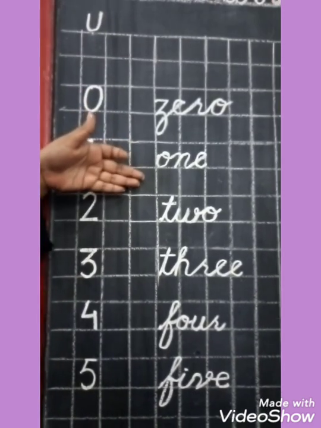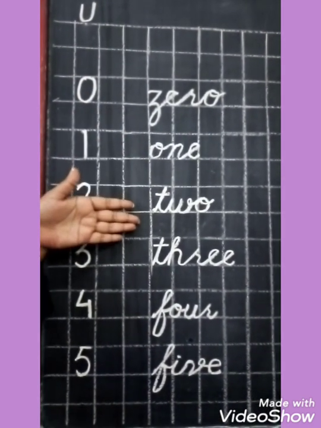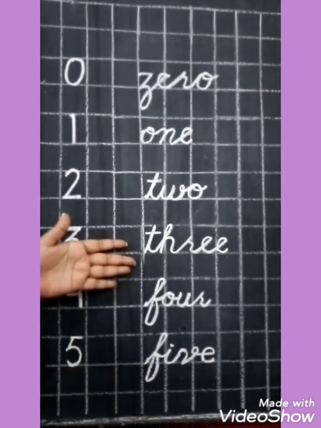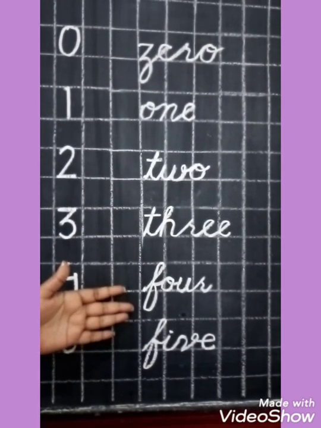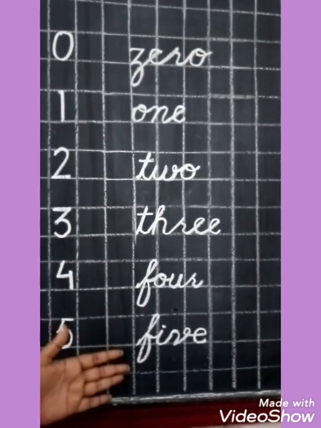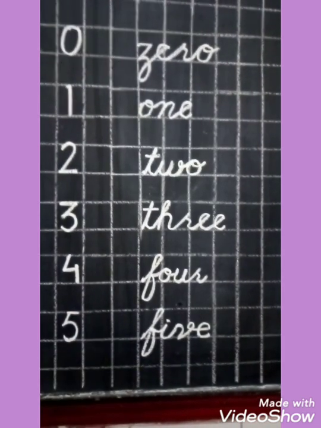Z-E-R-O, 0. O-N-E, 1. T-W-O, 2. T-H-R-E-E, 3. F-O-U-R, 4. F-I-V-E, 5. Thank you, Nursery class.